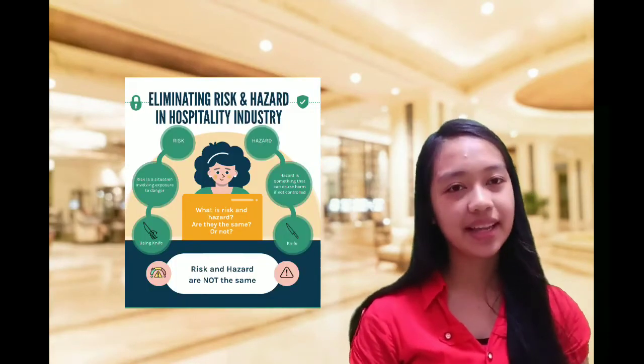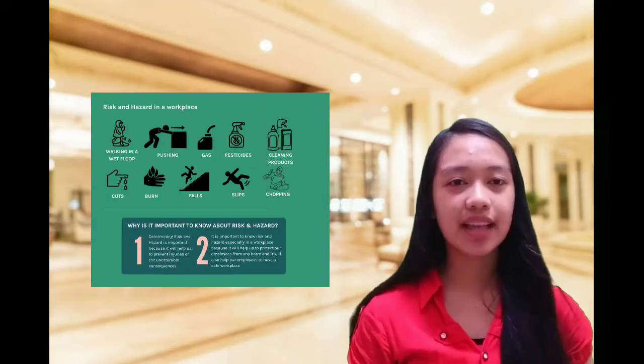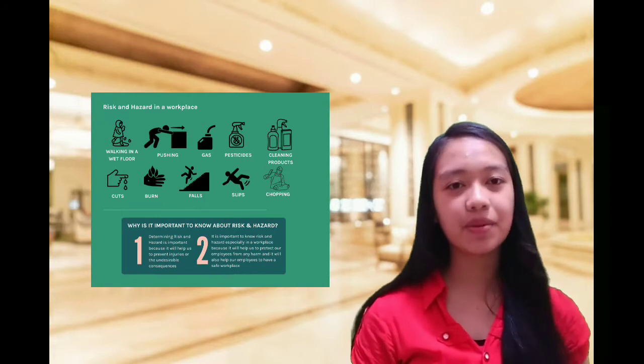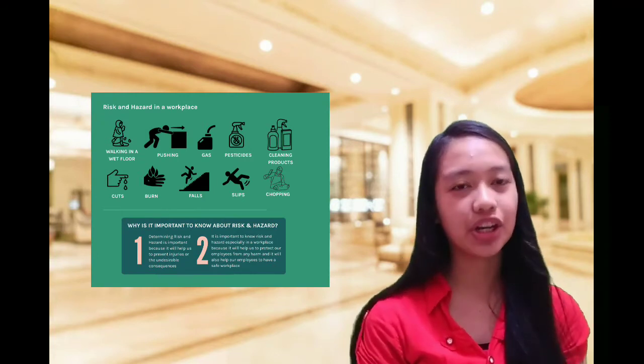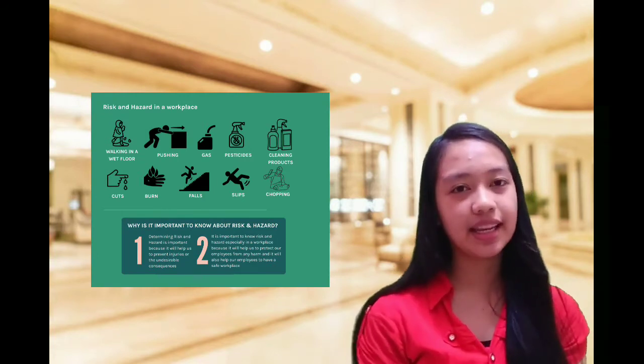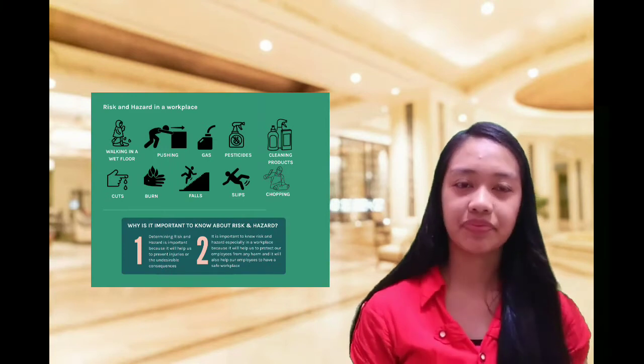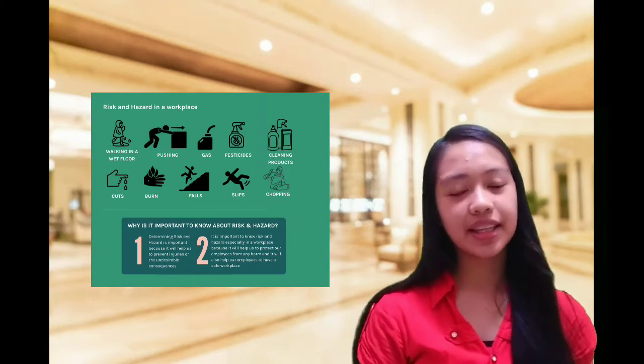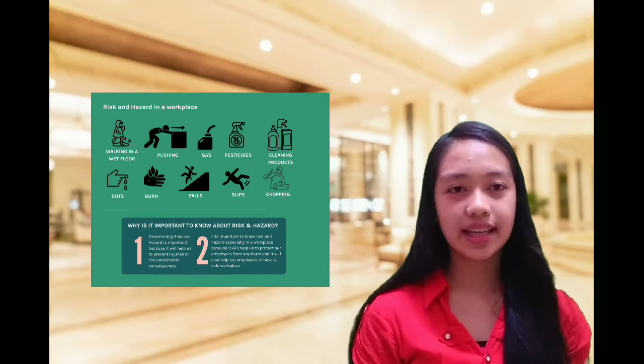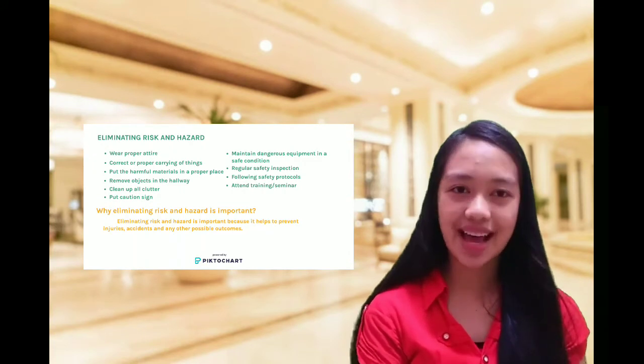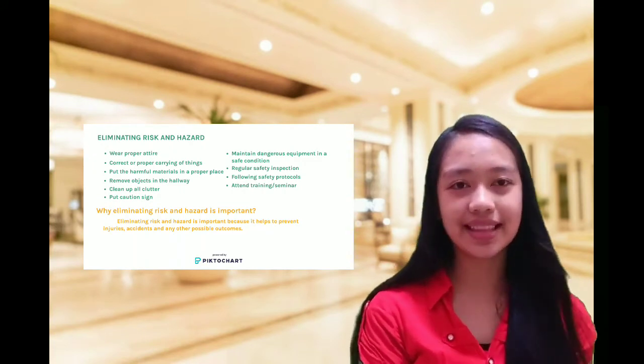My infographic has three parts. The first part is all about risk and hazard. The second part is all about risk and hazard in a workplace and the possible outcomes that we may encounter if we don't eliminate the risk and hazard, and why it is important to know the risk and hazard. And the third and last part is all about how to eliminate risk and hazard in the hospitality industry.